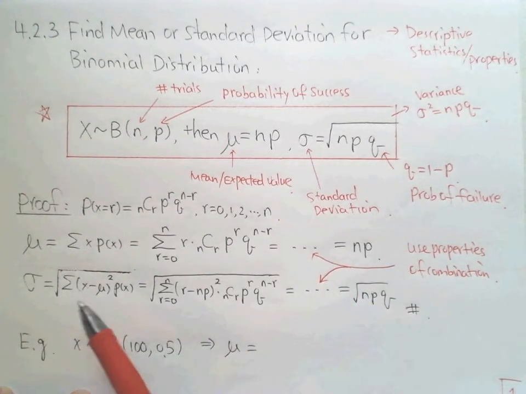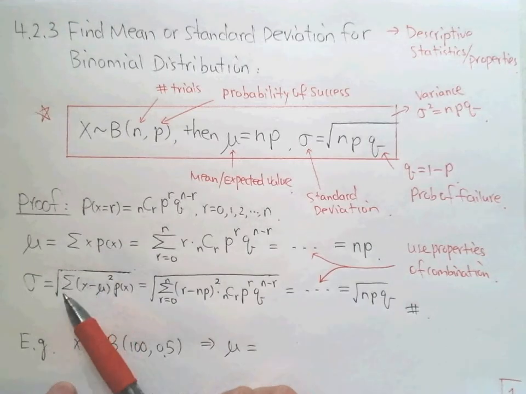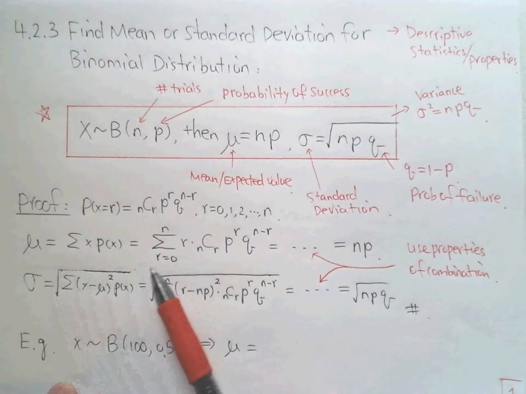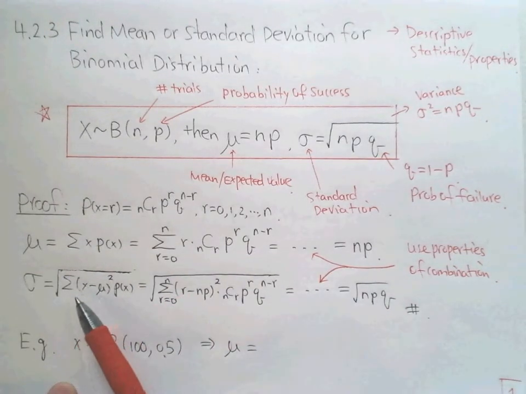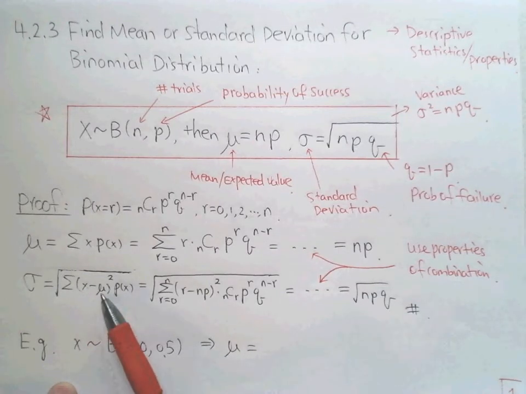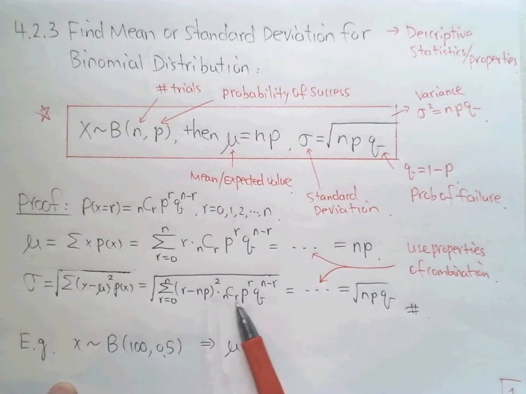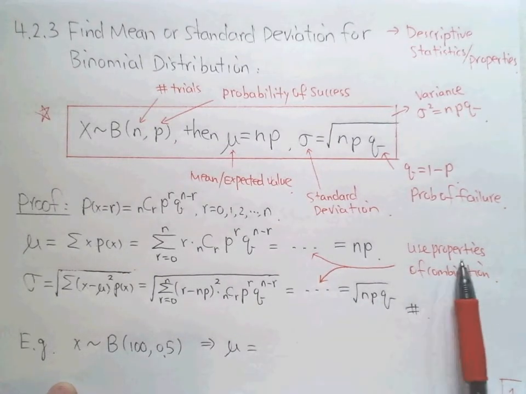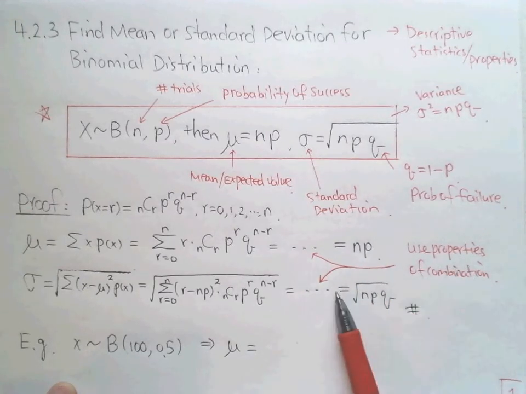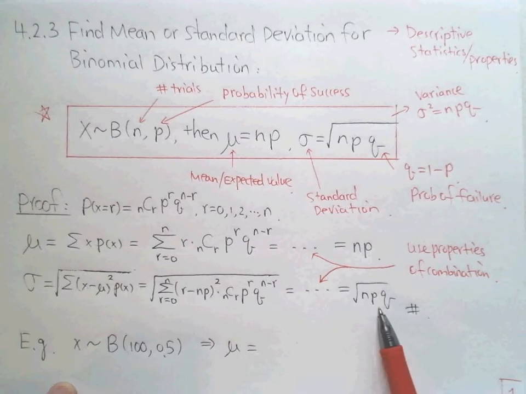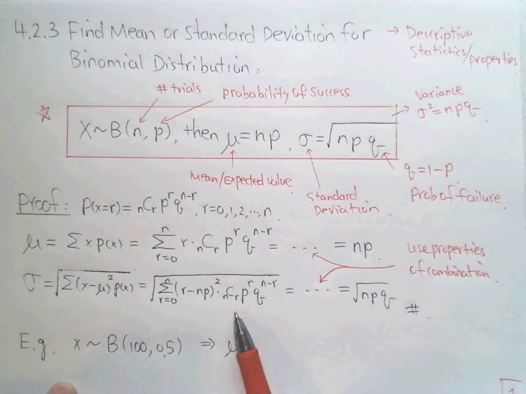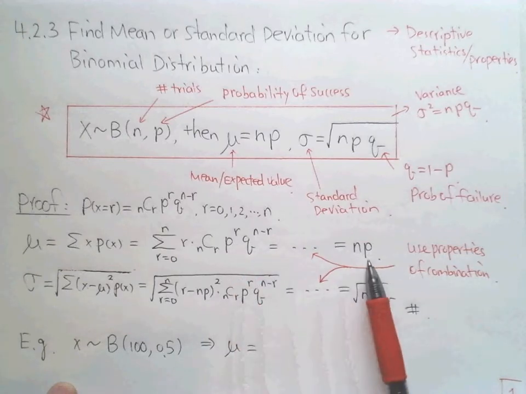The second, what is the standard deviation? We use the definition: the square root of the summation of (x minus mu), the mean, squared, times p(x). If we plug everything in, and again I skip the steps, we still use a lot of properties of combinations, and then we find this final simple result. This is not difficult, right? It's already very simple. The beginning is complicated, however the answer is very simple.